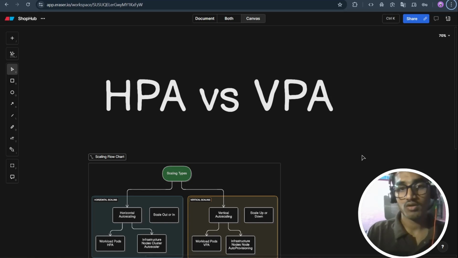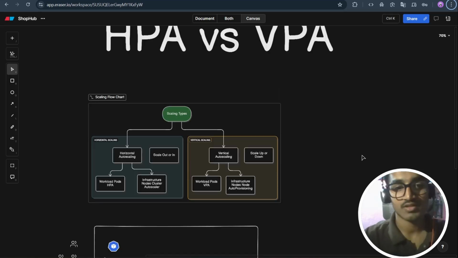A pod is the smallest individual element in Kubernetes that lets you deploy your application container. It can have multiple containers in a single pod. Okay, and let's understand what scaling is.